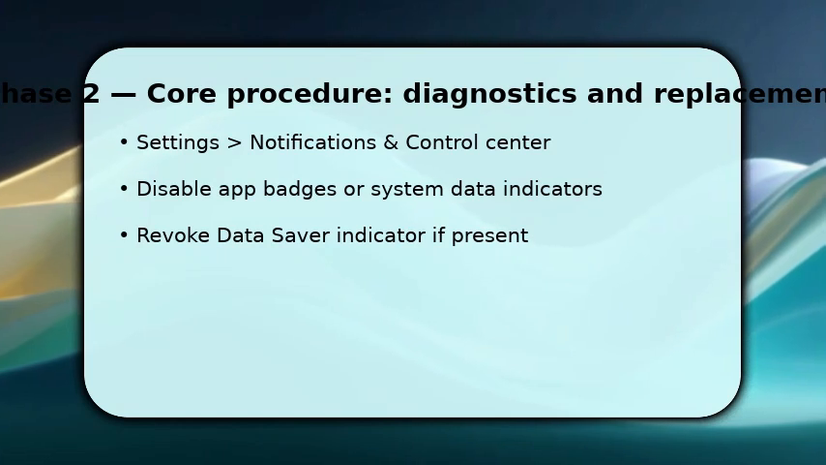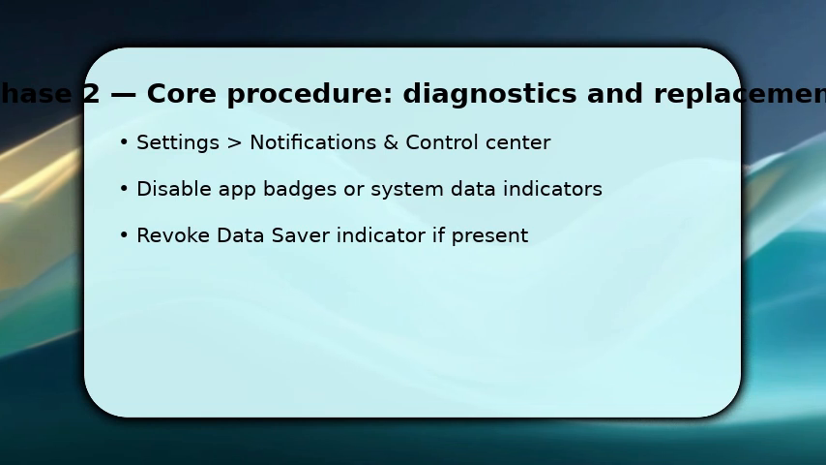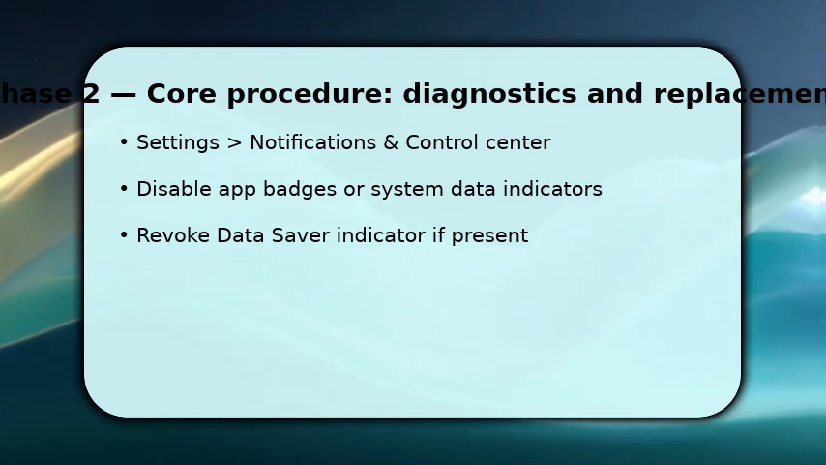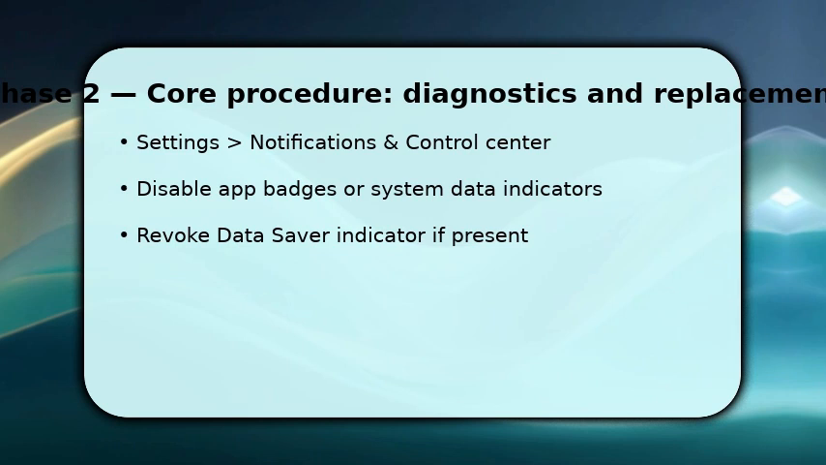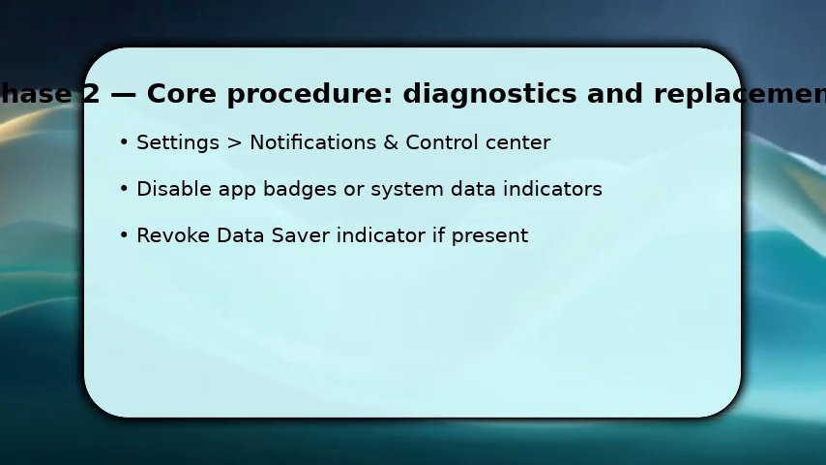Next, target the data usage badge and system indicators. In Settings, open Notifications and Control Center, then App Notifications. Find Phone, SIM, or System UI entries. Turn off app badges and any data usage notifications.